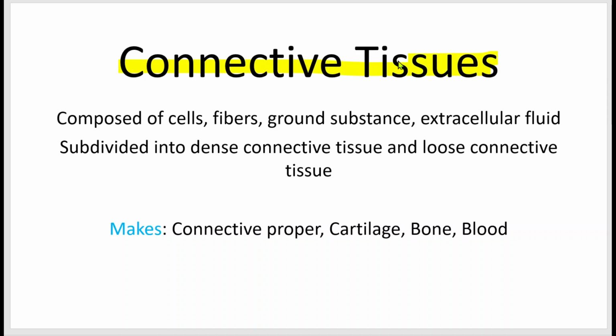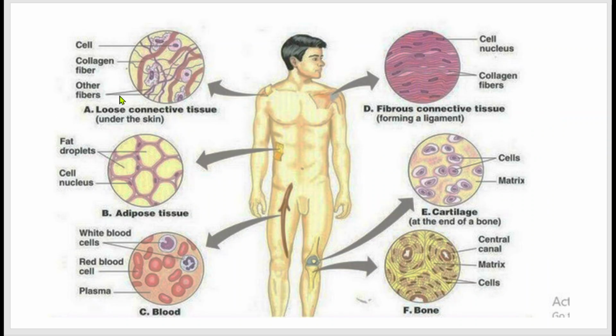Connective tissue is the second tissue that we're talking about. The connective tissue makes the connective proper, which actually has multiple things in it, but it mainly also makes cartilage, bone, and blood. So if I ask you, blood is part of what type of tissue, it's connective. Or give me an example of connective tissues: cartilage, bone, and so on. As you can see, even the adipose tissue is part of the connective tissue.